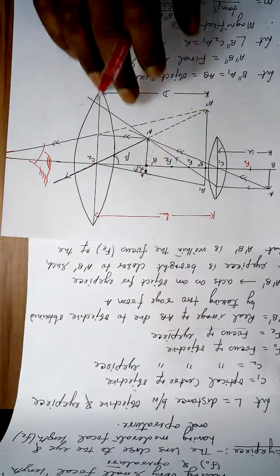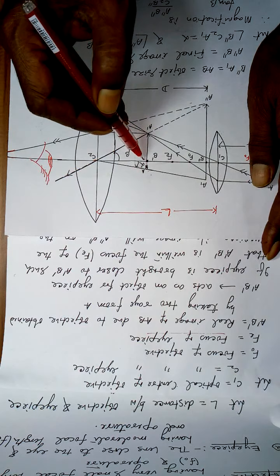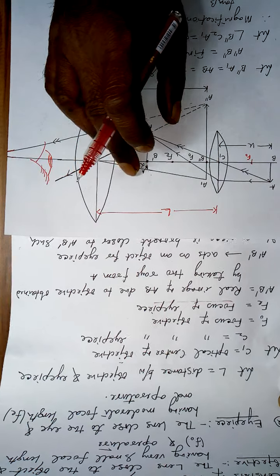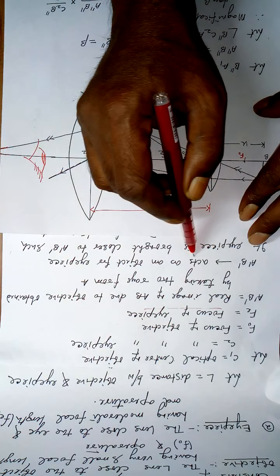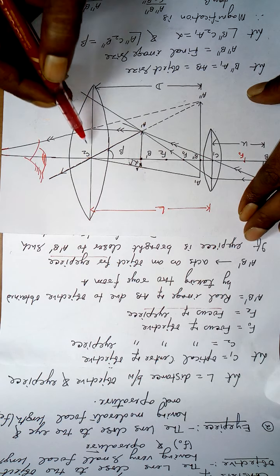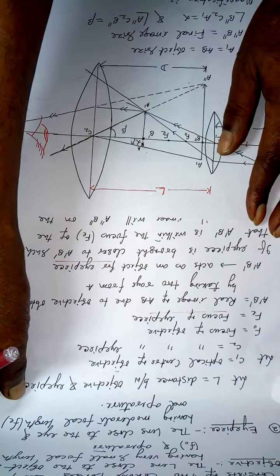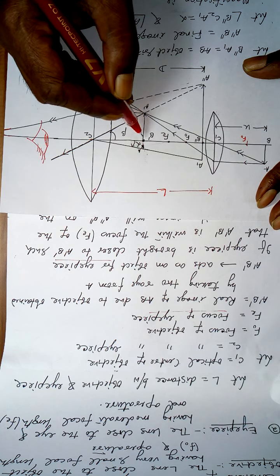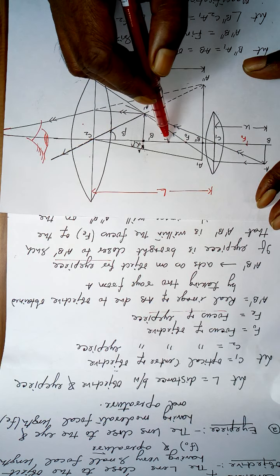Now this image A dash B dash of the object AB due to the objective lens acts as an object for the eyepiece. This is acting as an object for this lens, whose optical center is C2. Now what you do is bring this lens closer to this side so that A dash B dash is within the focus of this lens. The focus of this lens is here.